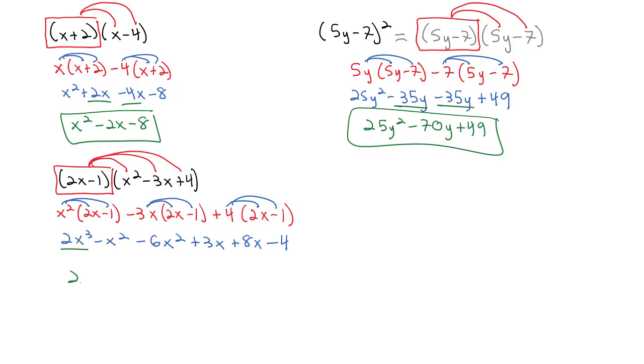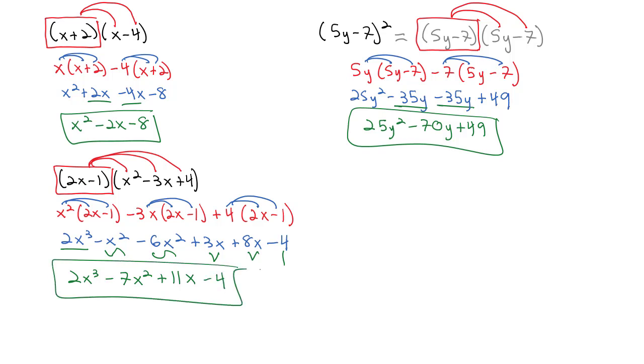We've got these 2x cubed out front, no like terms there. Negative x squared and negative 6x squared are like terms, giving us negative 7x squared. 3x and 8x, those are like terms, giving us 11x. And finally, all that's left is just that negative 4 at the end to finish our expression, giving us our final answer. That's the idea of this section: distribute and combine like terms. Let your instructor know if you have any questions, and good luck on the assignment.